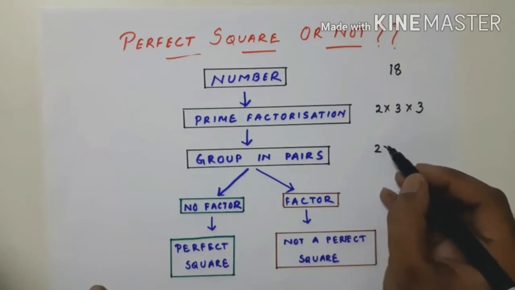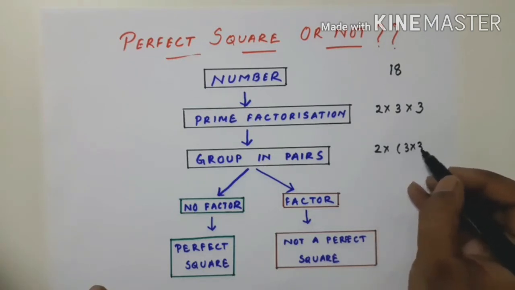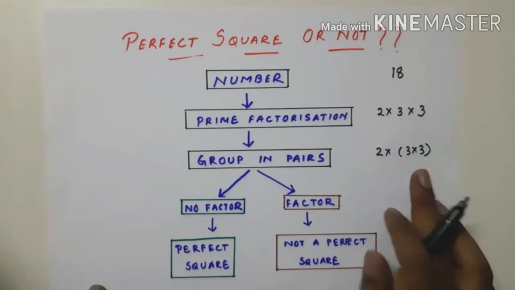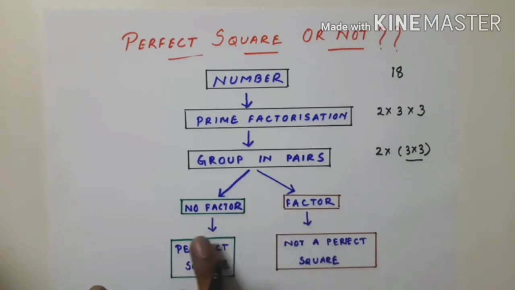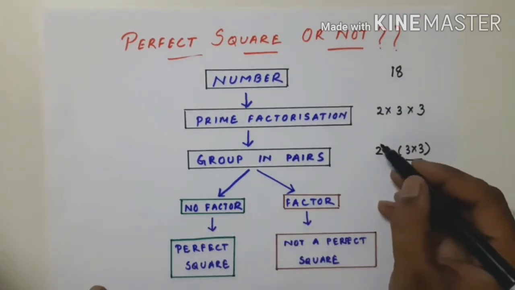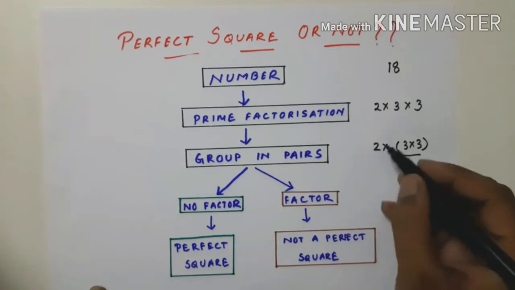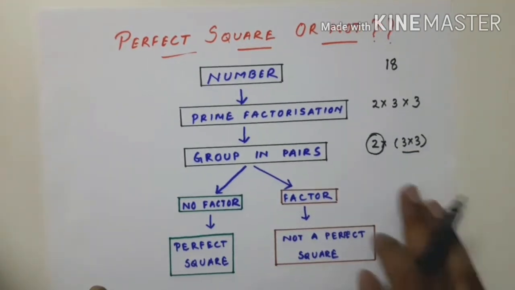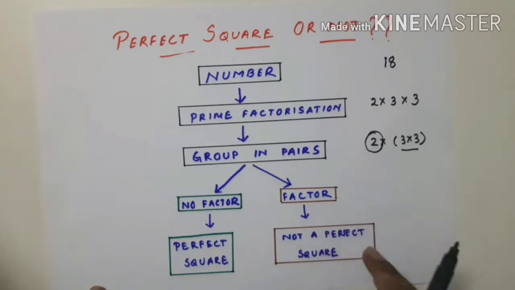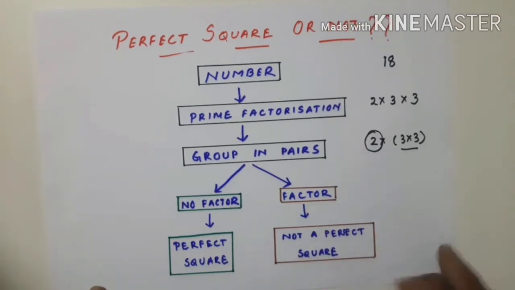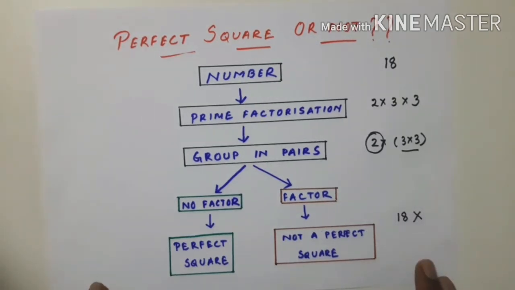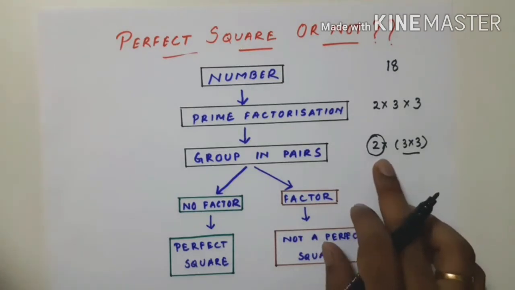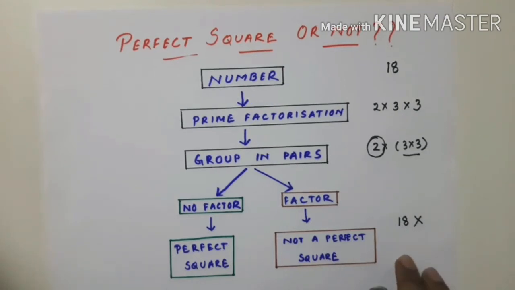So we have grouped them into pairs now. So this is one pair. Now next thing, is there any factor left or not? Yes, we can see that there is a factor left out, that is the number 2. Now 2 is left out. So since a factor is left, it is not a perfect square. So 18 is not a perfect square because we don't find any pair for 2. We cannot group it. So it is not a perfect square.